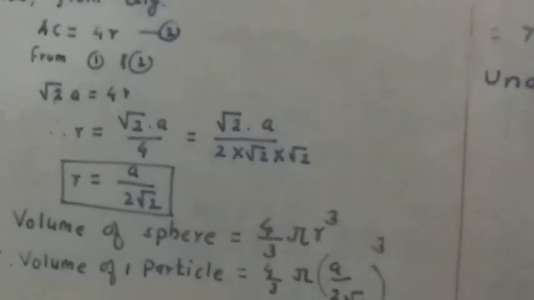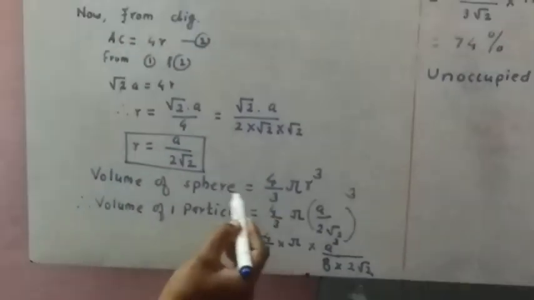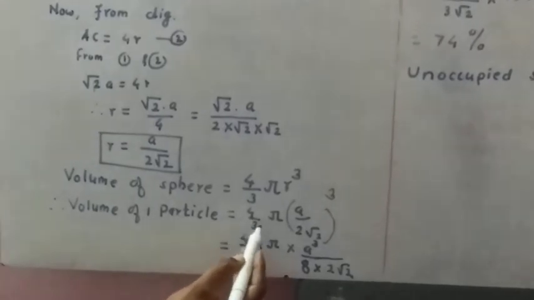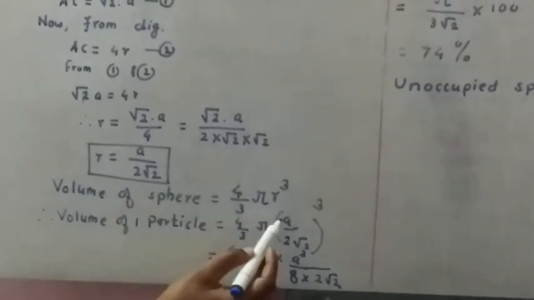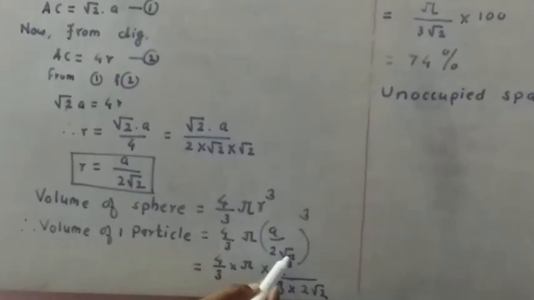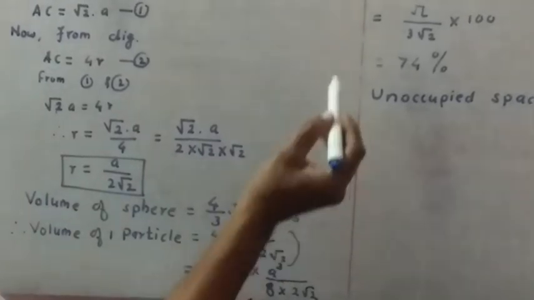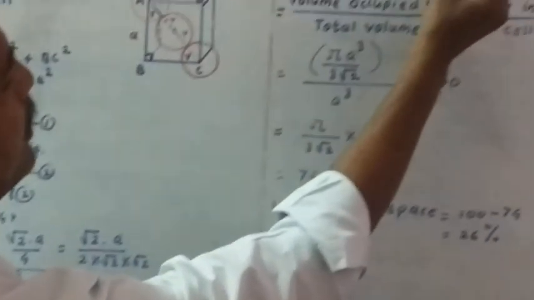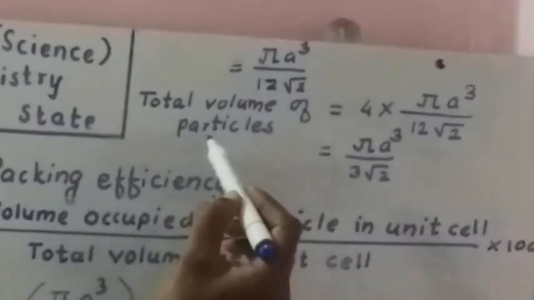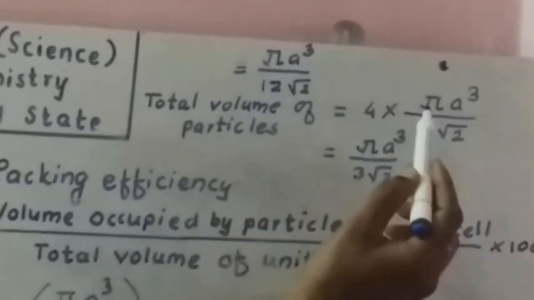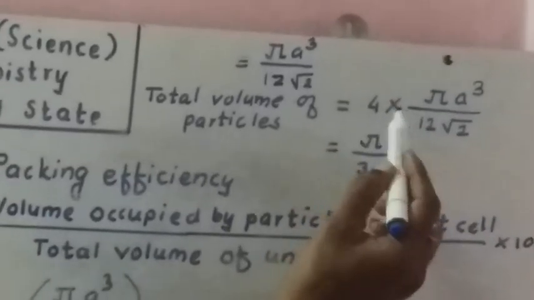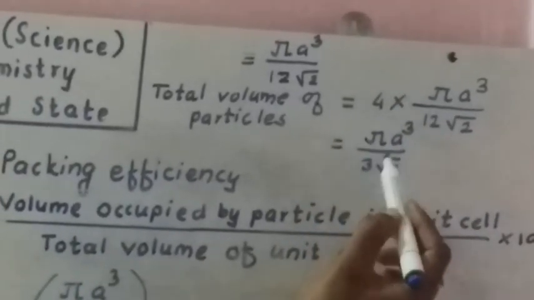So the volume of one sphere is, the formula for the volume of a sphere is 4 by 3 pi r cube. So the volume of one particle is 4 by 3 pi, and here we have written the value of R in terms of a, so a upon 2 root 2, brackets cube. After calculating, the volume of one particle is pi a cube upon 12 root 2. So the total volume of 4 particles is 4 into this value, that is pi a cube upon 12 root 2. So 4 ones are 4, 4 threes are 12. So pi a cube upon 3 root 2.